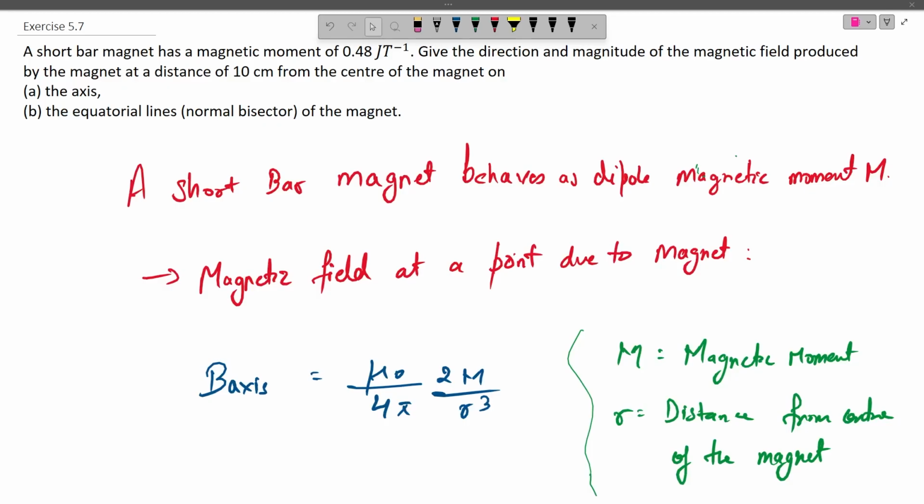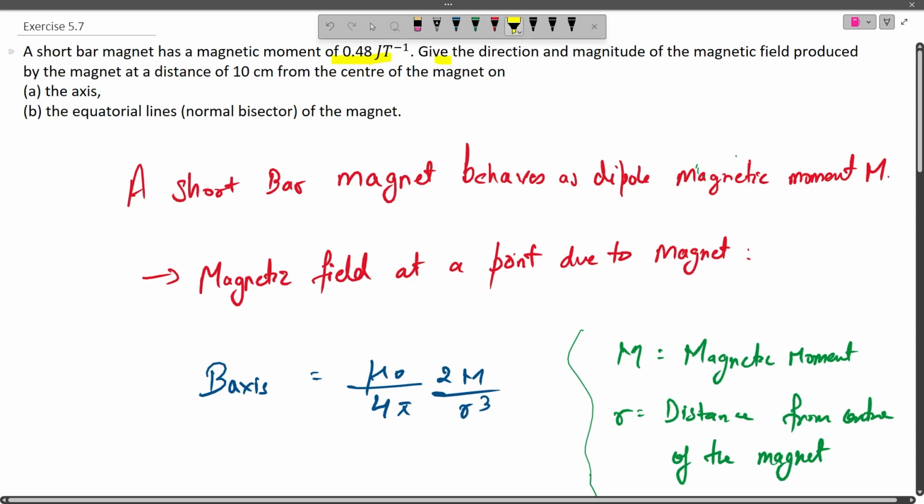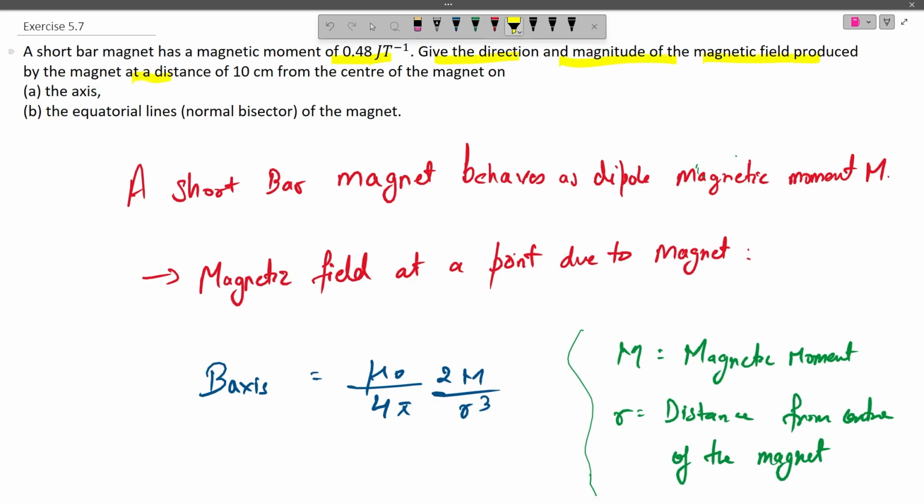The question says that a short bar magnet has a magnetic moment of 0.48 joule per Tesla. Give the direction and magnitude of the magnetic field produced by the magnet at a distance of 10 cm from the center of the magnet on the axis as well as the equatorial lines of the magnet.